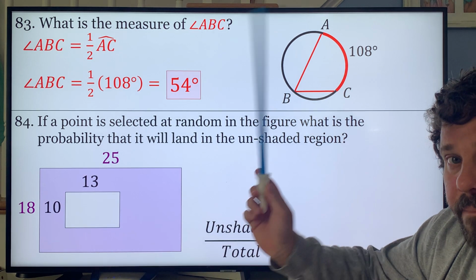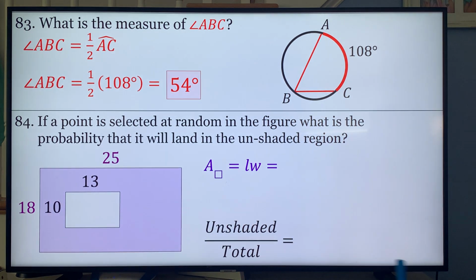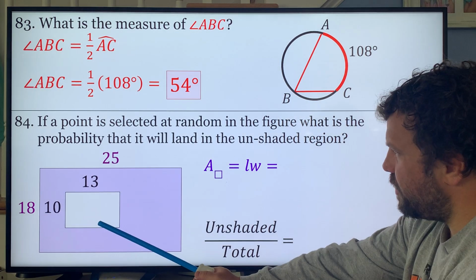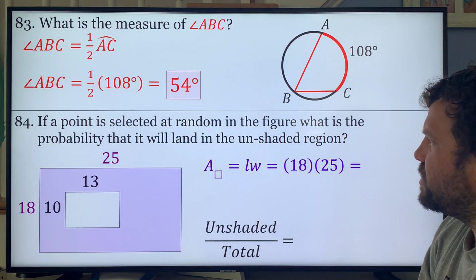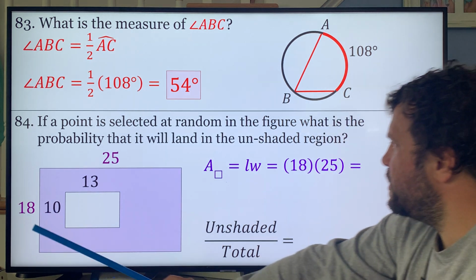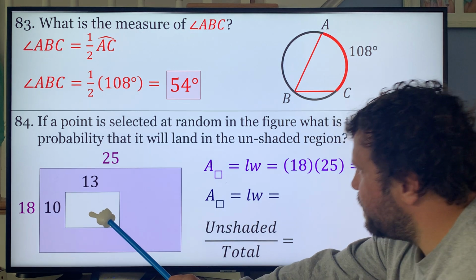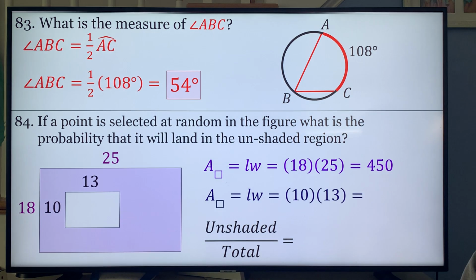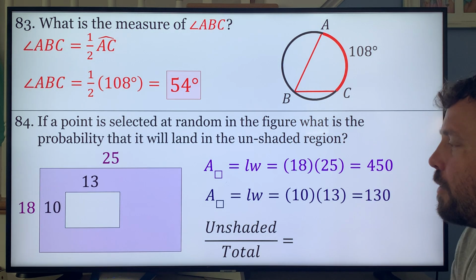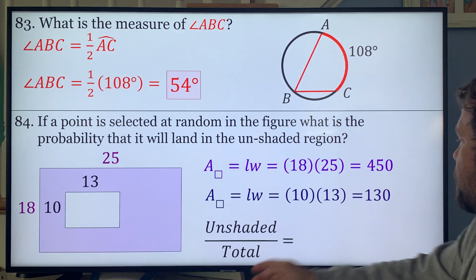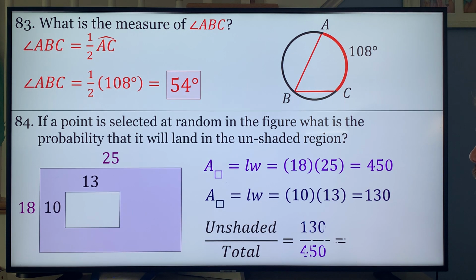Well, we can find the areas. So the area of the unshaded part is length times width. Or sorry, of the purple, the shaded portion, 18 times 25 is 450. The area of the unshaded portion, 10 times 13, is 130. Now, area of the unshaded is 130. Area of the total is 450. So the probability that it lands here is 0.29. And anytime you want to turn it into a percent, you just multiply your decimal by 100, 29%.